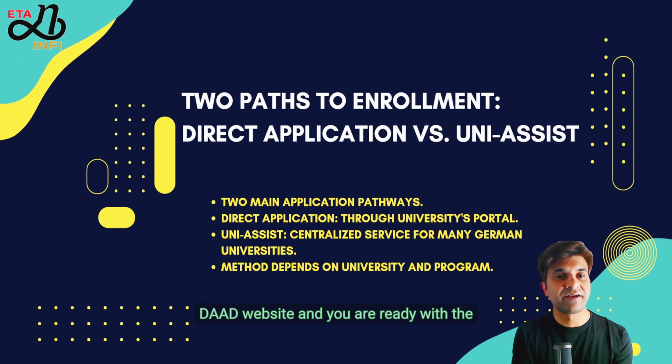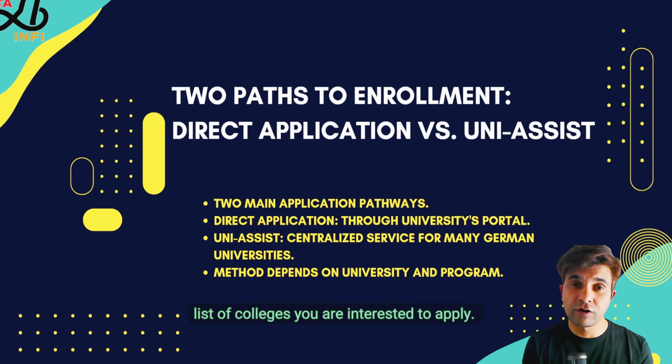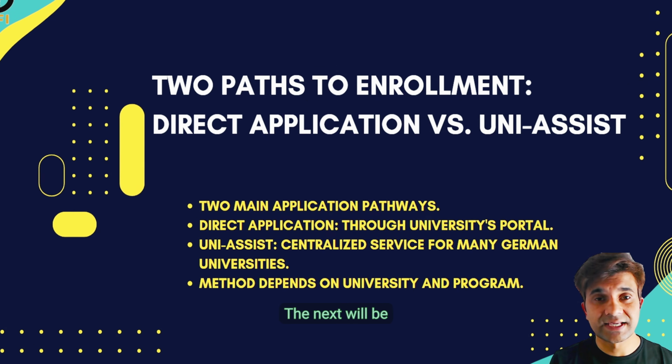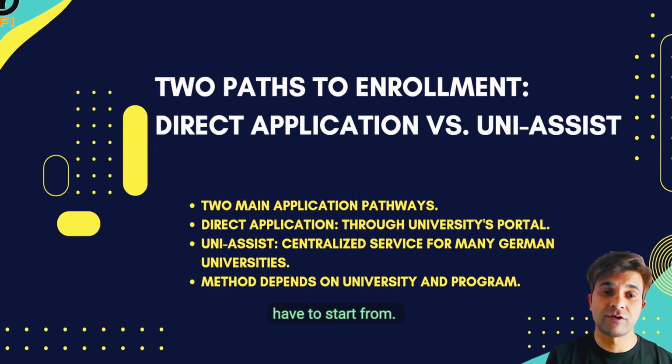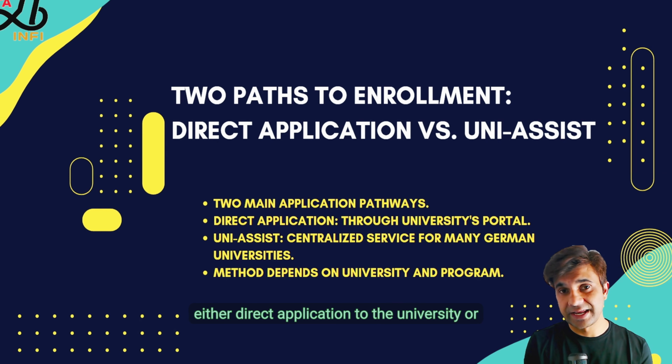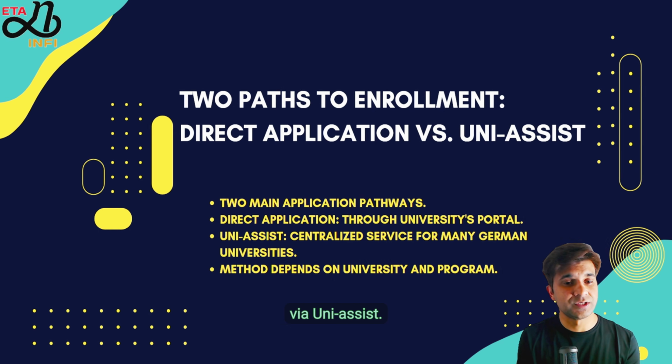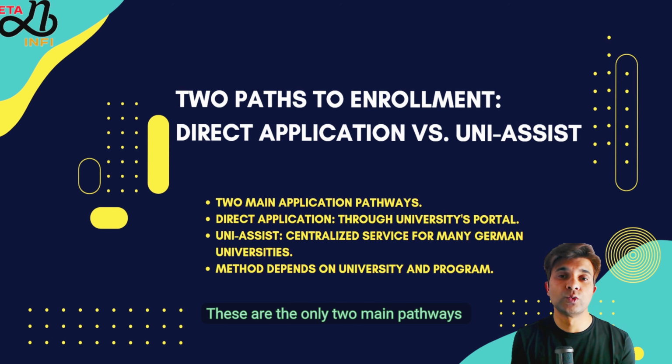Now you have gone to the DAAD website and you are ready with the list of colleges you are interested to apply to. The next step is which path you have to start from. It will be either direct application to the university or via Uni-Assist. These are the only two main pathways.